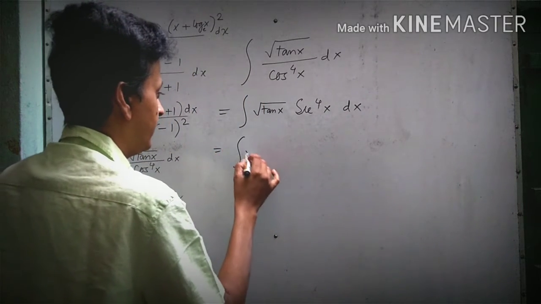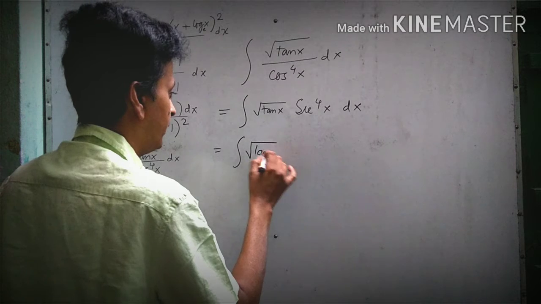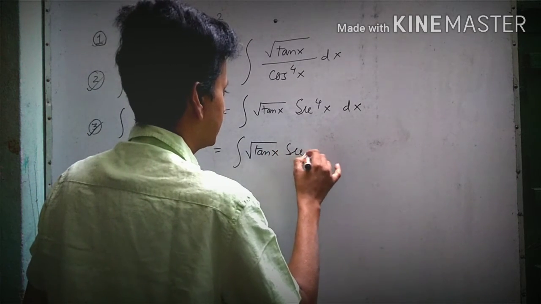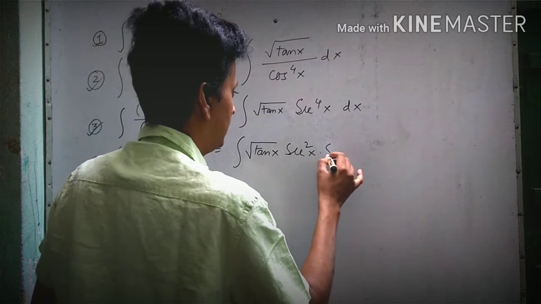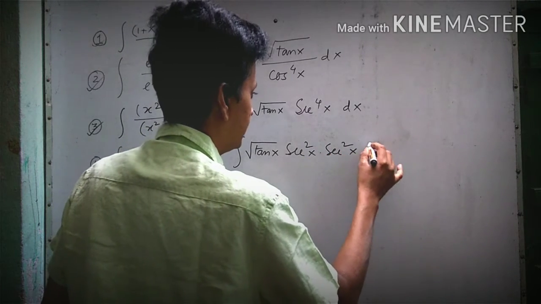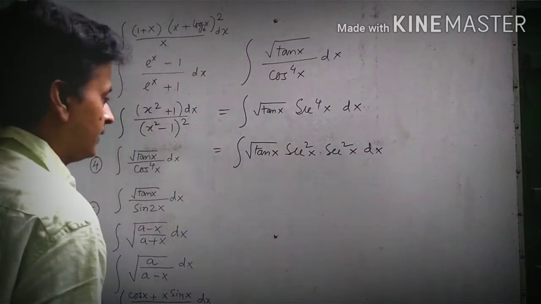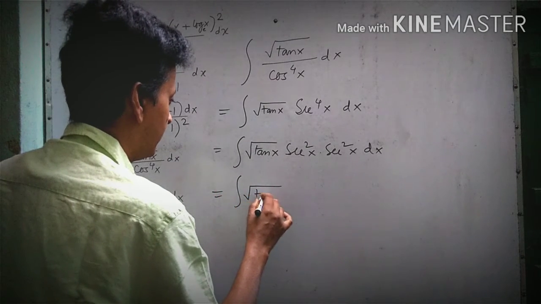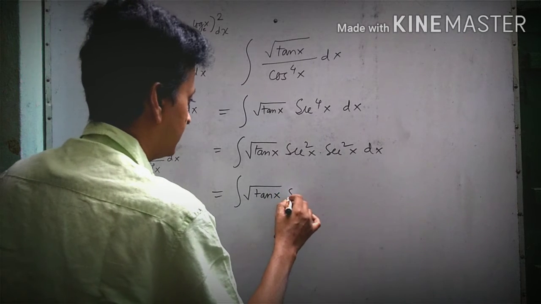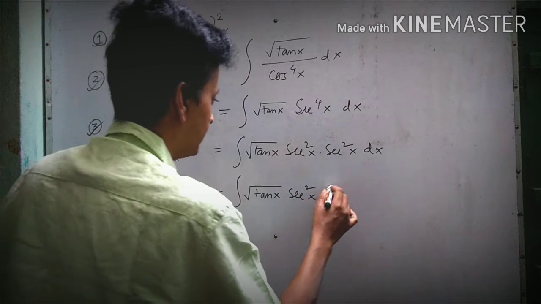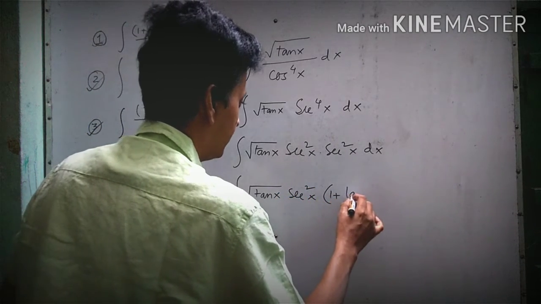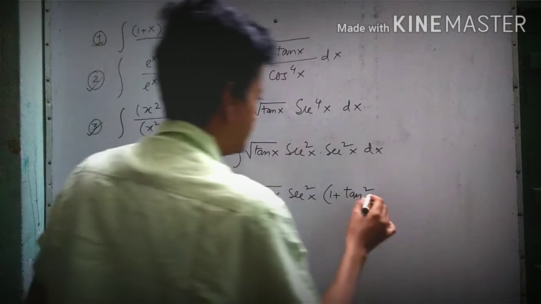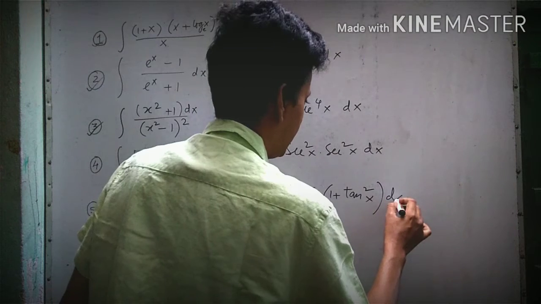So we can write it as root over of tan x, and sec 4x means sec square x into sec square x dx, that is integration of root over tan x sec square x into (1 plus tan square x) dx.